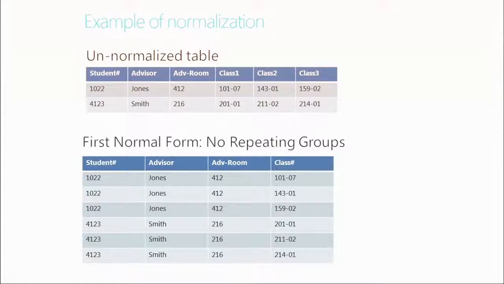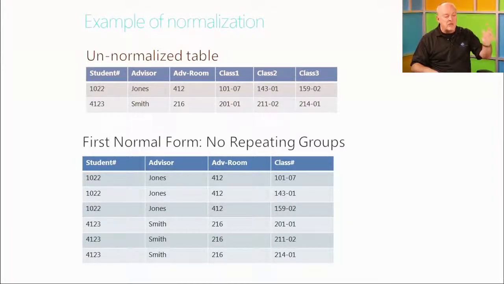So notice what we've done here. We've taken class 1, 2, and 3, which is a repeating group, and now we're going to have student 3 times. We have student 1022 with the same advisor, the same advisor room, and the same class number. So you can see we got rid of the repeating groups, but now we've got some redundancy. We're going to address that in the next normal form, the second normal form.